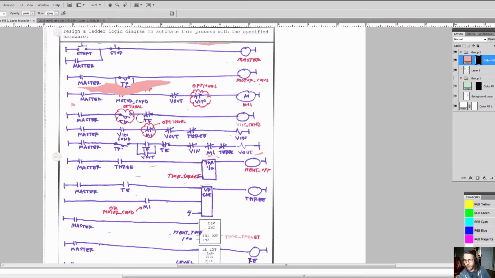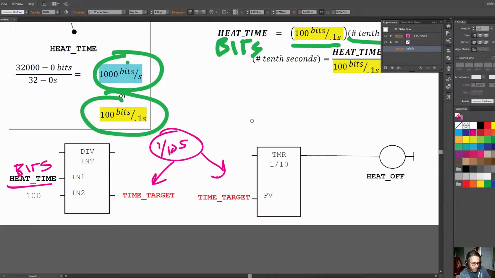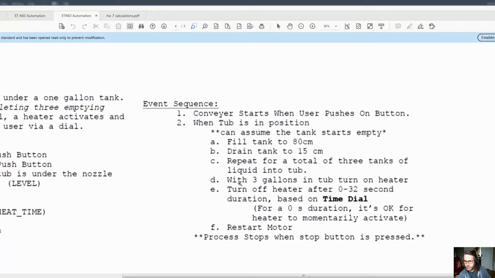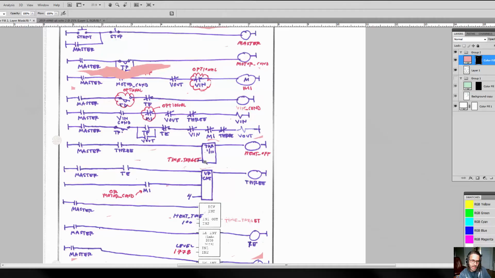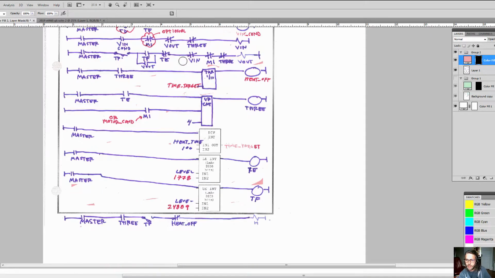And then when all of that is done, we've finished step E. It's time for step F. We restart the motor, and that's the bypass that I have strategically avoided here. So the bypass happens when your time's done. Heat off. And that's it.